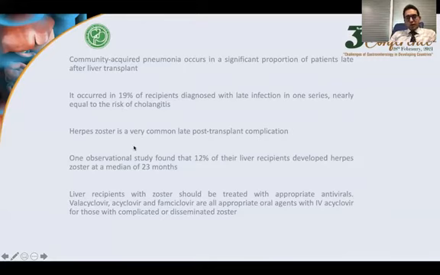Herpes zoster is a very common late post-transplant complication. One observational study found that 12% of their liver recipients developed herpes zoster at a median of 23 months. Liver recipients with zoster should be treated with appropriate antivirals, which include valacyclovir, acyclovir, and famciclovir. All are appropriate oral agents, with IV acyclovir for those with complicated or disseminated zoster.